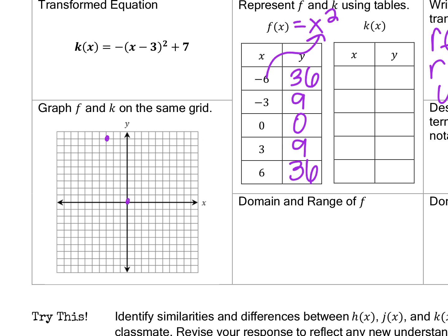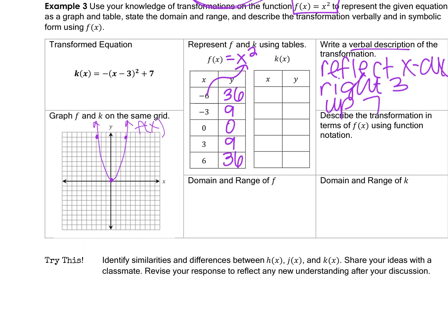0, 0. And 3, 9. So there's my function f, my parent function. And then we are going to do just our table values.